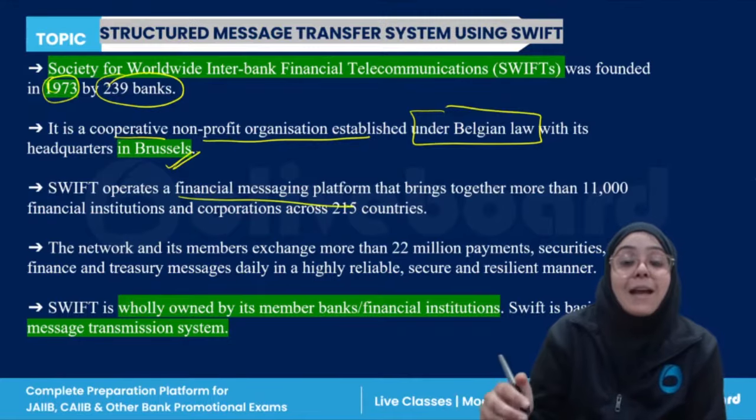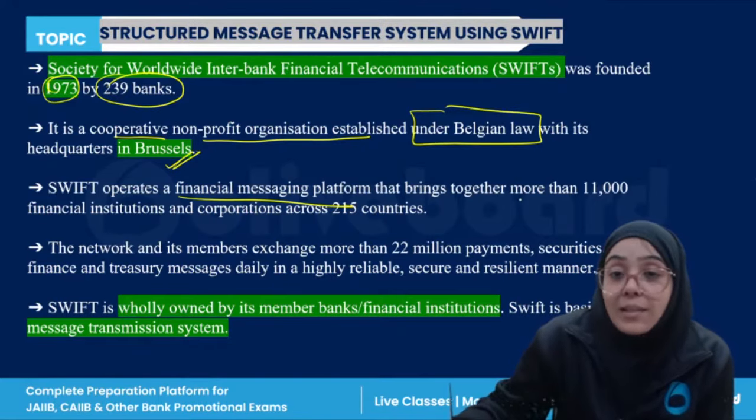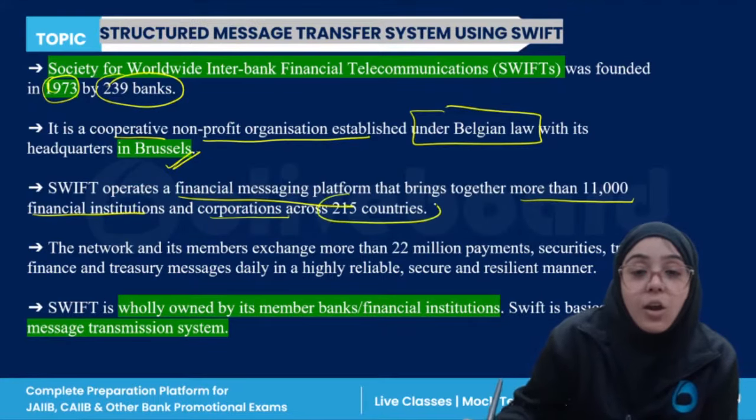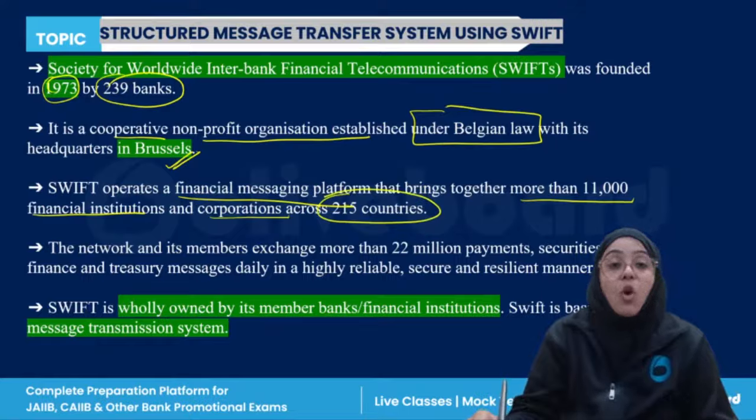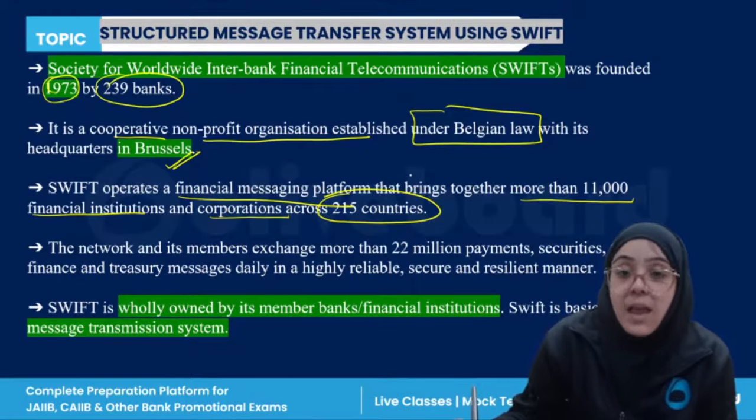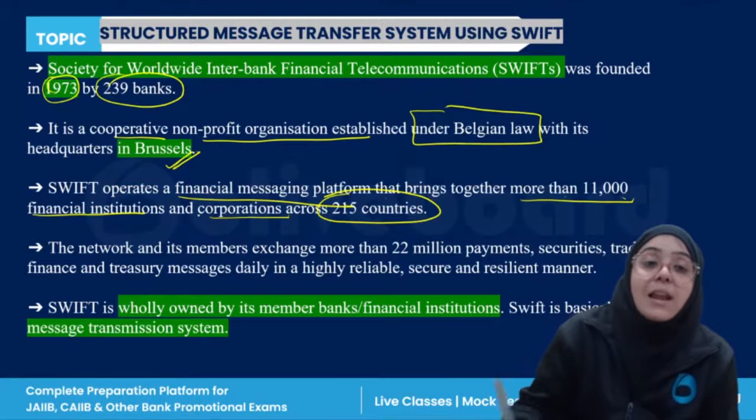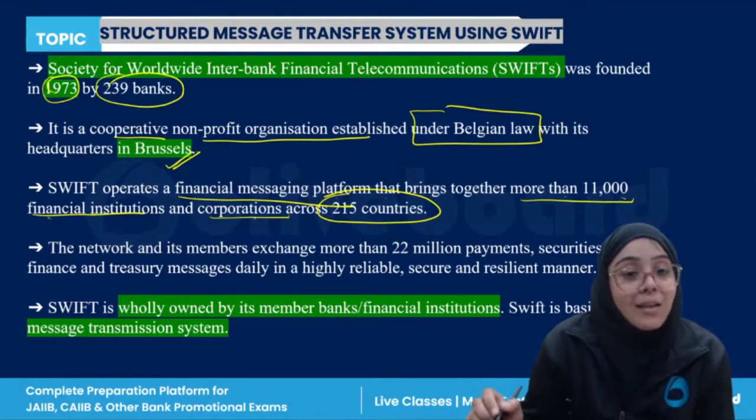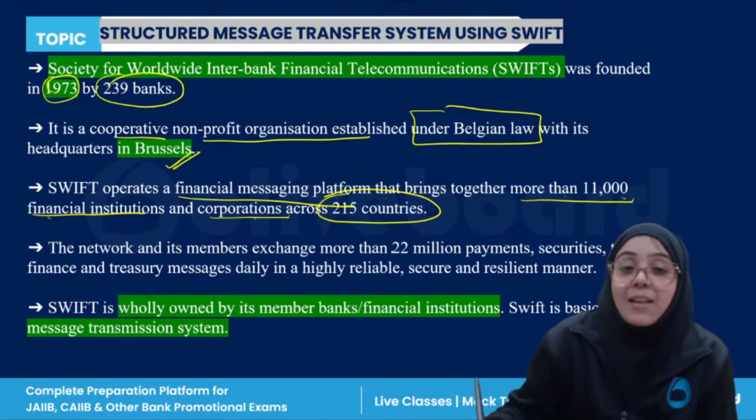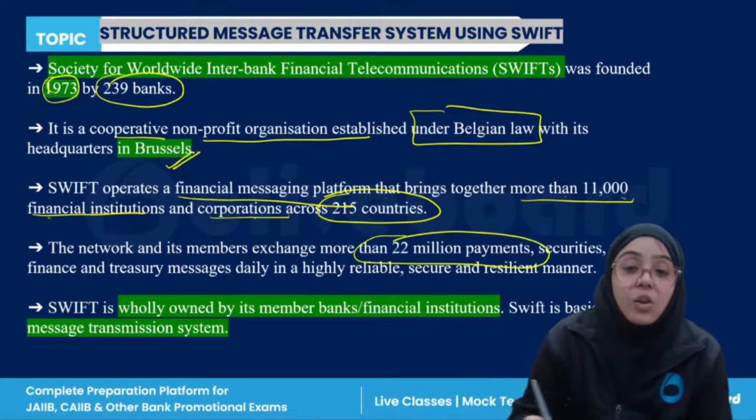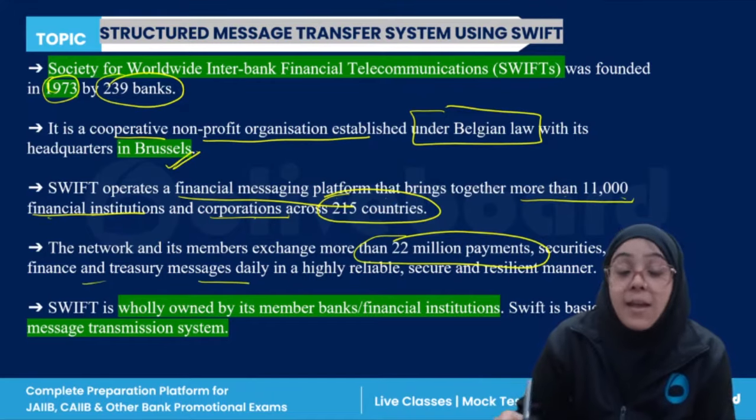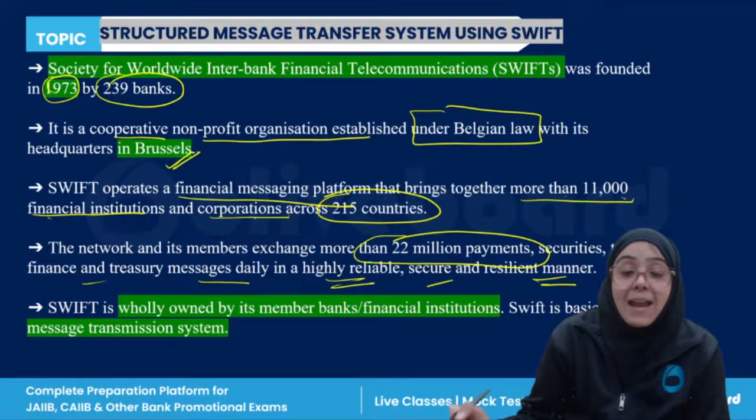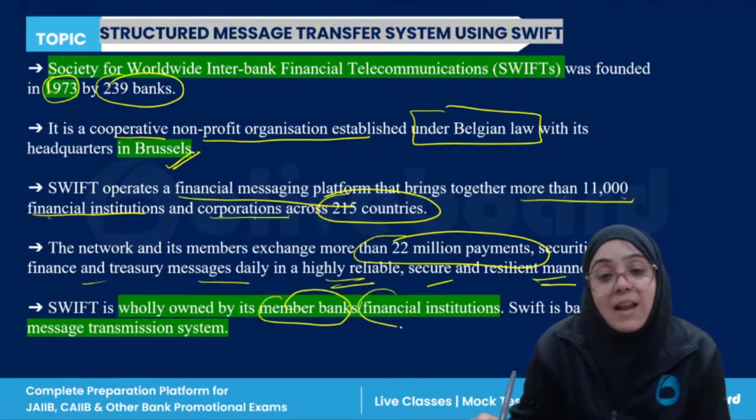It is a financial messaging platform that brings together more than 11,000 financial institutions and corporations across 215 countries. If we talk about the network and its members, they exchange more than 22 million payments, securities, trade, finance, and treasury messages, and it helps transfer in a highly reliable, secure, and resilient manner. And it is wholly owned by its member banks and financial institutions.